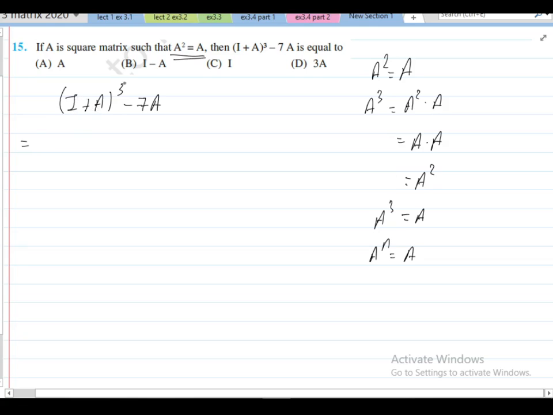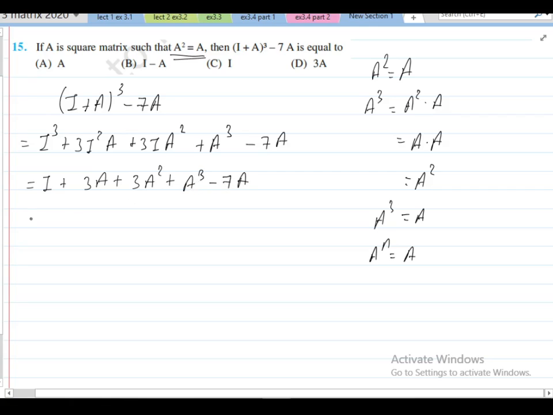I plus A ધી હોલ ક્યુબ, I ક્યુબ પ્લસ 3I સ્ક્વેર A પ્લસ 3A સ્ક્વેર I પ્લસ A ક્યુબ માઇનસ 7A. ઓકે, I ક્યુબ ઇઝ I. જ્યાં બધા A સ્ક્વેર ને A ક્યુબ છે ત્યાં બધે A કરી દો. A સ્ક્વેર ઇઝ ઓલ્સો A, A ક્યુબ ઇઝ ઓલ્સો A. તો આપણે સિમ્પ્લિફાય કરી નાખીએ. ઇટ ઇઝ I પ્લસ 3A પ્લસ 3A પ્લસ A માઇનસ 7A. 3 પ્લસ 3 પ્લસ 1 માઇનસ 7 ઇઝ ઝીરો. I જ રહેશે.